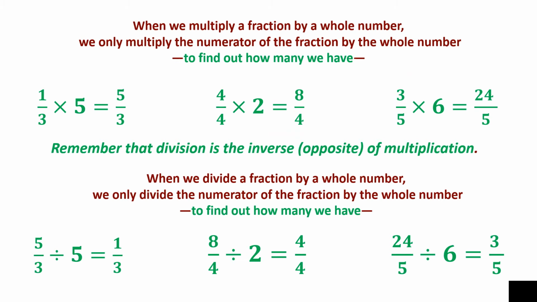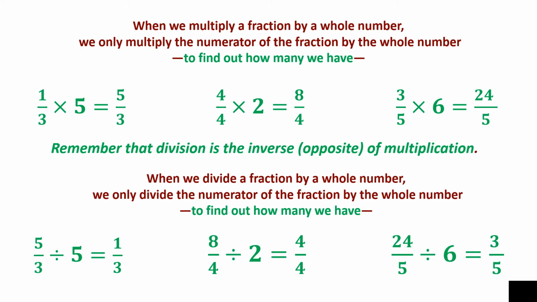So when we multiply a fraction by a whole number, we only multiply the numerator of the fraction by the whole number to find out how many we have. 1/3 times 5 means that we have 5/3. 4/4 times 2, we have 8/4. 3/5 times 6, we have 24/5.